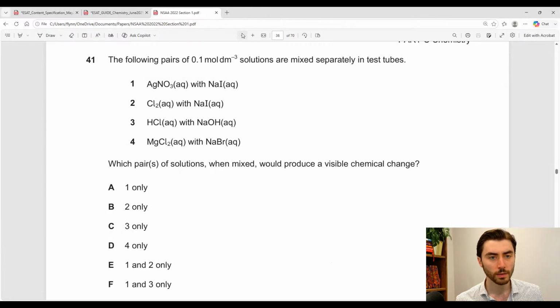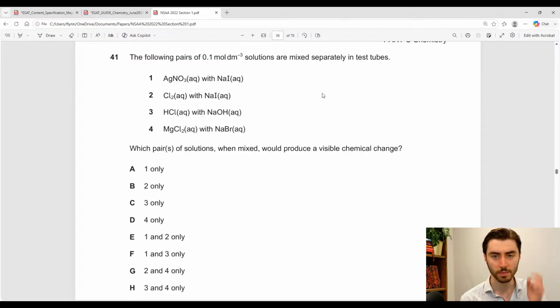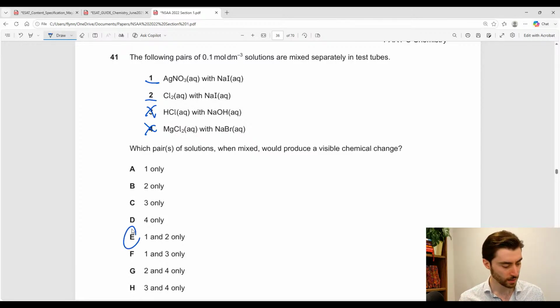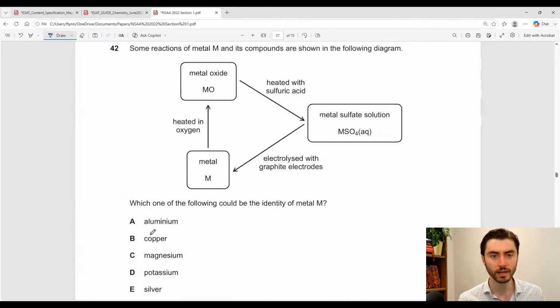So the following pairs are mixed separately in test tubes. Which pairs would produce a visible chemical change? Silver iodide. Yes, that would. One would, because that's the test for iodine. Chlorine is more reactive, so yes, that's a visible color change. That's not visible, although it does react. No. So it's 1 and 2 only. That's E. Lap time. Next.